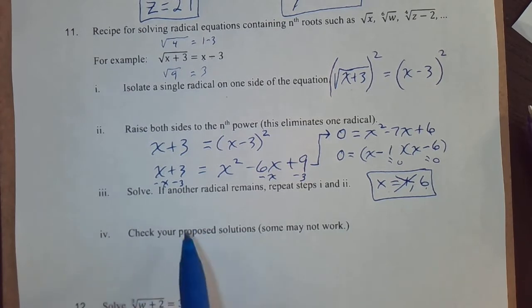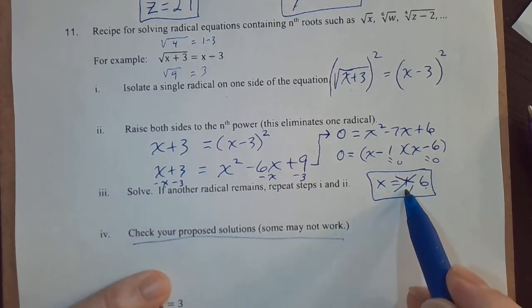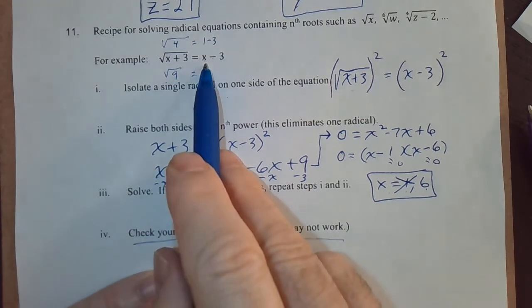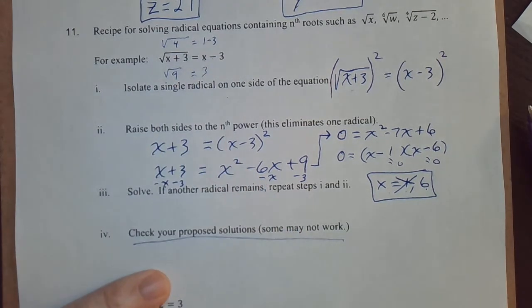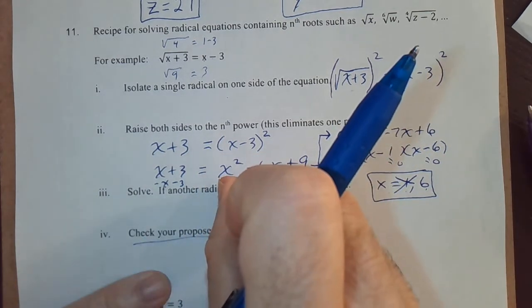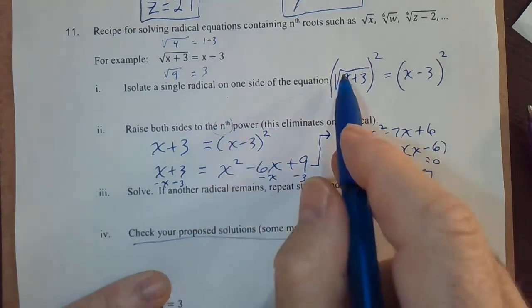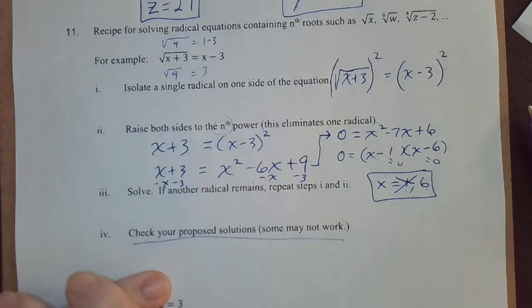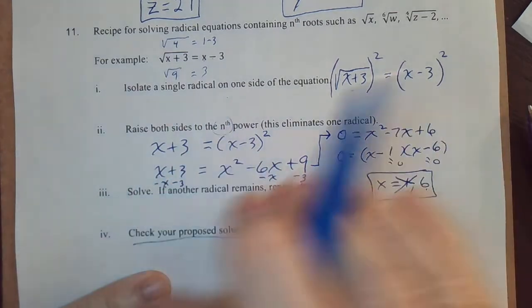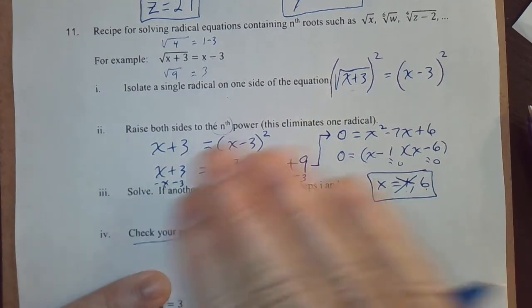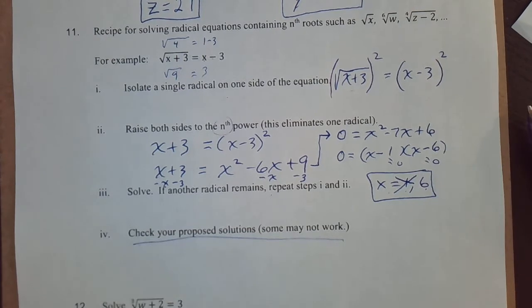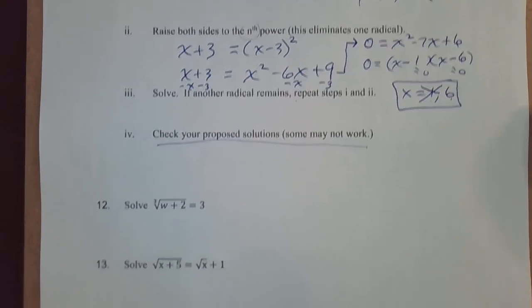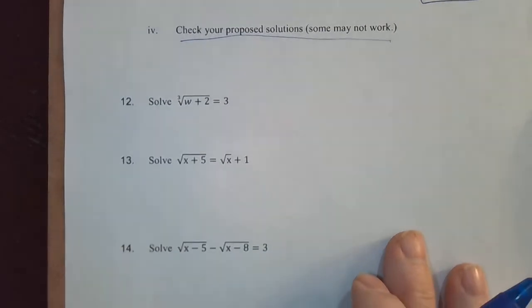All right, so we just checked our proposed solutions and we found out that 1 didn't work. This was a little easier than some of them we'll do in a few minutes. Number 3 says, if another radical remains, repeat steps 1 and 2. Every time you isolate a radical and then raise it up to the nth power, like squaring it, you get rid of one of the radicals. So eventually, if you have 2 or 3 radicals, eventually they're all going to go away. All right, let's continue with a few more before we finish this video.